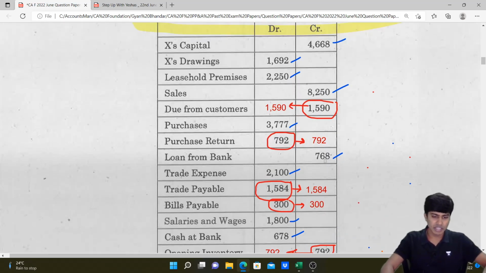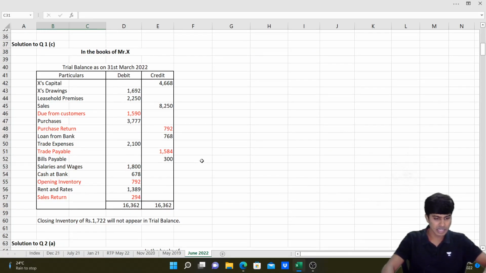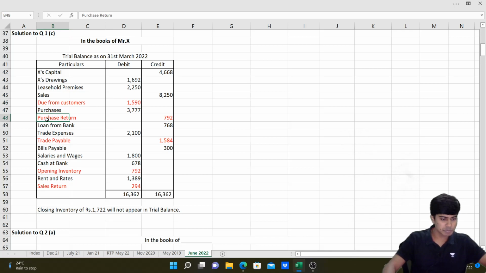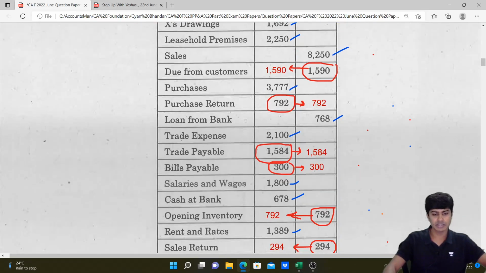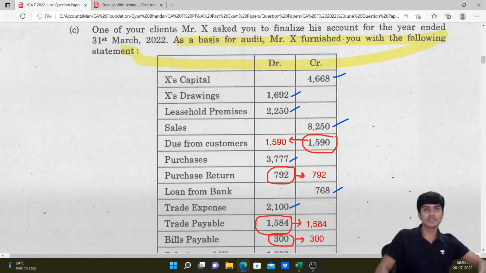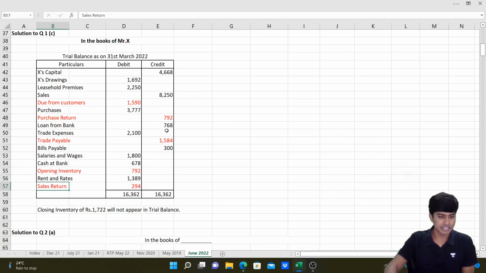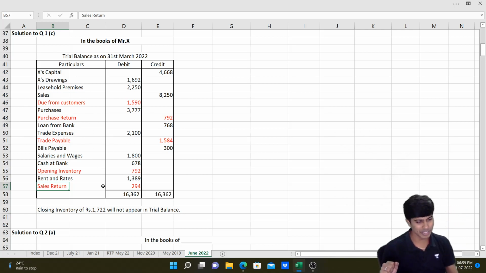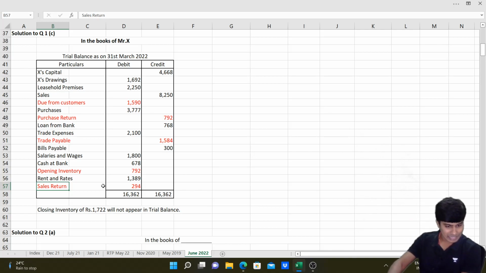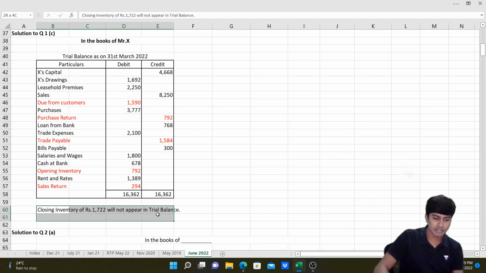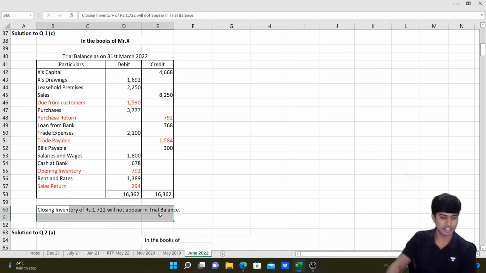So that's it. Same thing I've prepared also for you guys. See, have a look. Due from customers, purchase return, trade payable, opening inventory, and sales return. So these are the items with errors. I've written the same trial balance into the Excel sheet, and I've just put the items which are wrong and now corrected in red color. I hope you guys will be able to crack the logic based on this. And closing stock should be written not in trial balance but after trial balance.